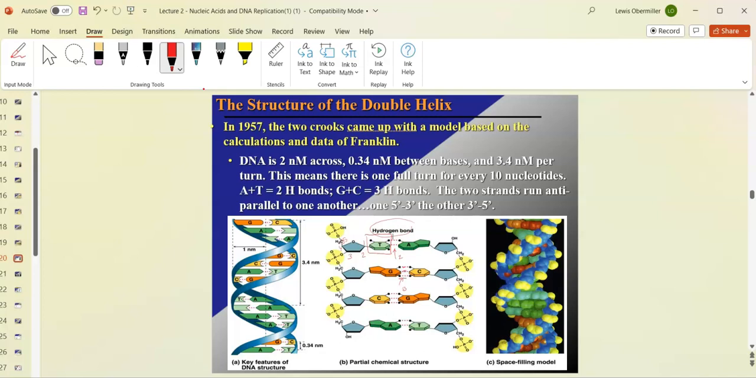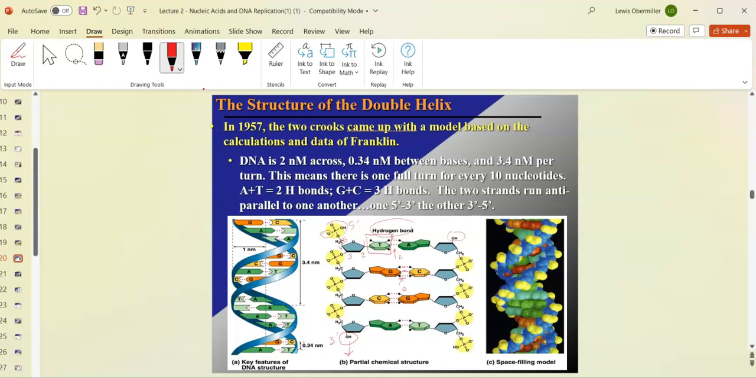On the number 5 carbon is the phosphate group. It has a negative charge that's imparted on DNA. This is called the 5' end. This is called the 3' end, which is the only direction that this strand could copy. And it's this way, right? 5 to 3 on the 3. The other strand is flipped upside down.